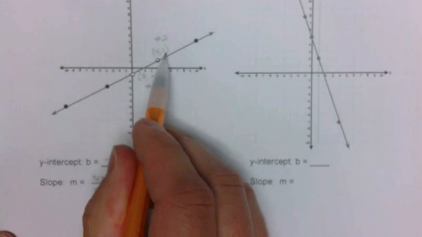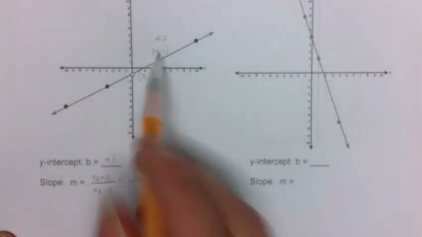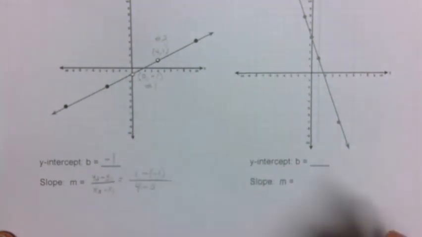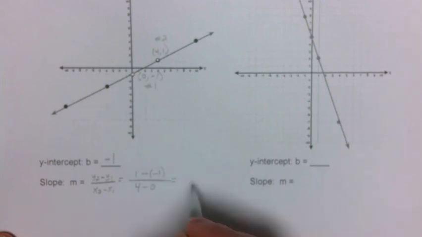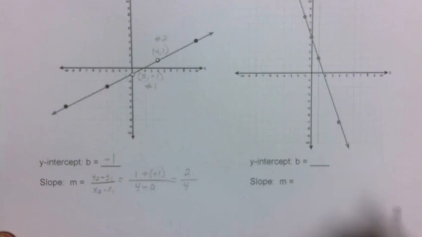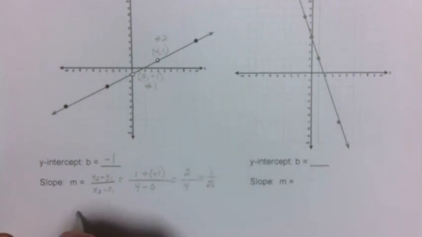That means our y2 value is 1 minus our y1 value, which is -1, and our x2 value is 4 minus our x1 value, which is 0. Now if we calculate this, 1 minus -1 is the same as 1 plus 1, which is 2. 4 minus 0 is 4. And 2/4 is the same as a half. So the slope m equals 1/2.